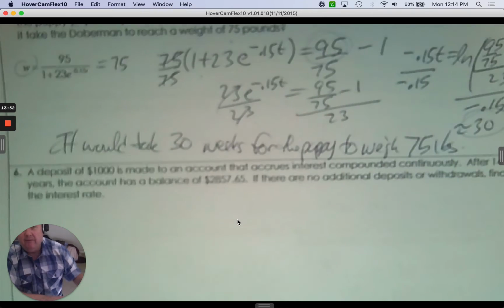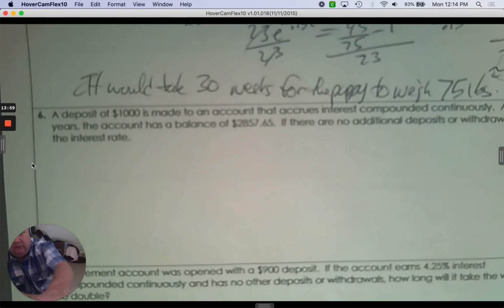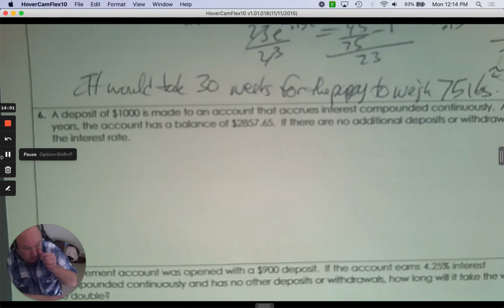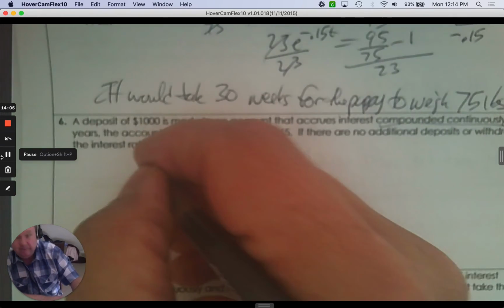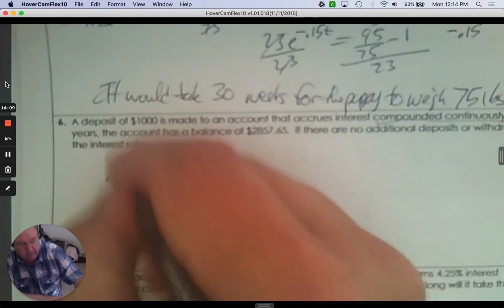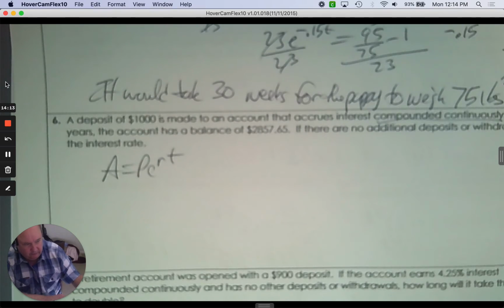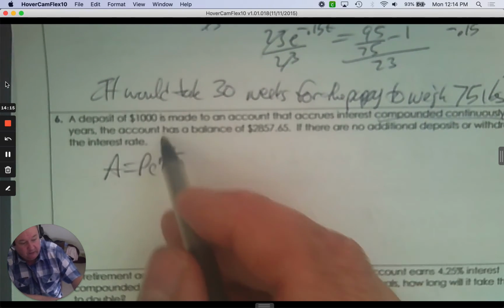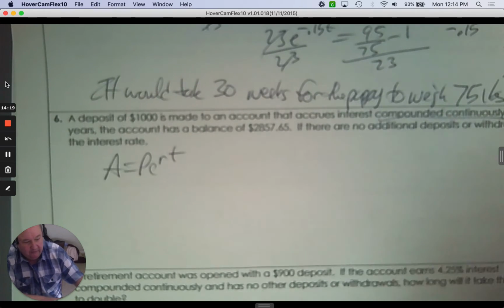And then it's no longer a puppy, right? At 30 weeks. Number 6, a deposit of $1,000 is made to an account that accrues interest compounded continuously. So there's my model. This is the model to compound continuously. After 14 years, the account has a balance of that. If there are no additional deposits, find the interest rate.